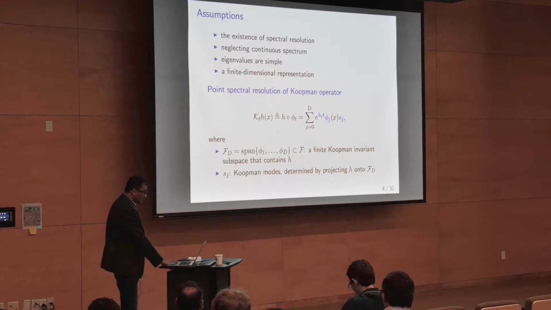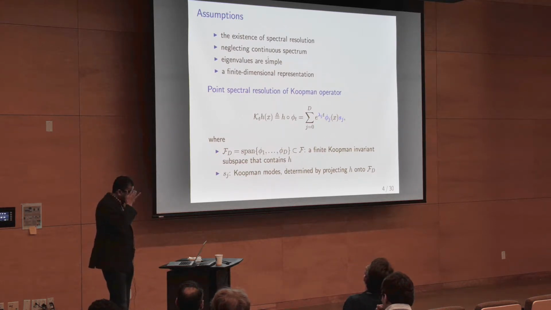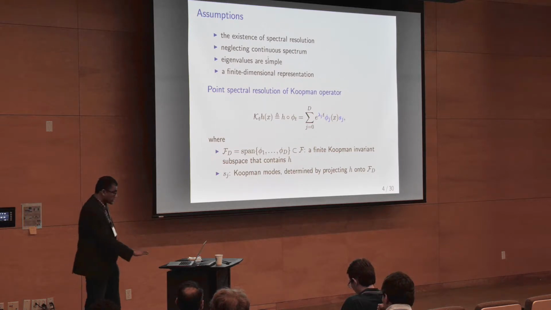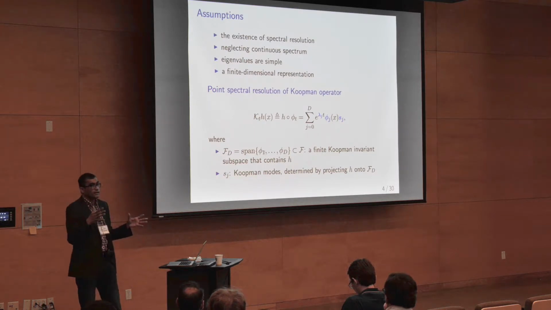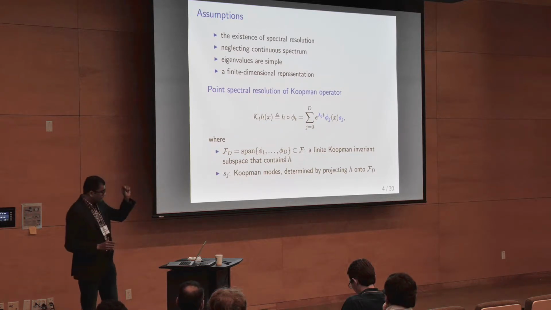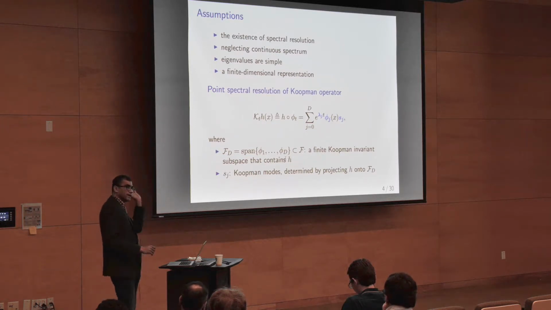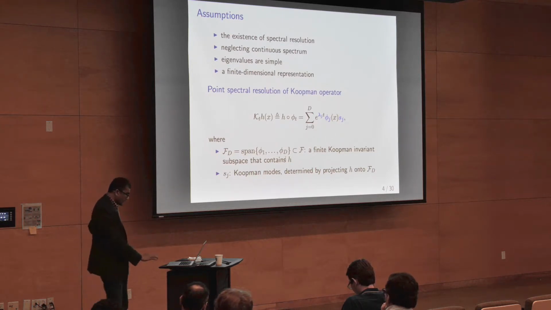And then we also assume that the eigenvalues are simple, but the most important thing is that we're going to find a finite dimensional representation. So in what context? You're given an observable h. We want to find this minimal Koopman invariant subspace of dimension d. So phi are your Koopman eigenfunctions. We want to find this in such a way that if h is in that subspace initially, you hit it with the Koopman operator, it still lies in the subspace.